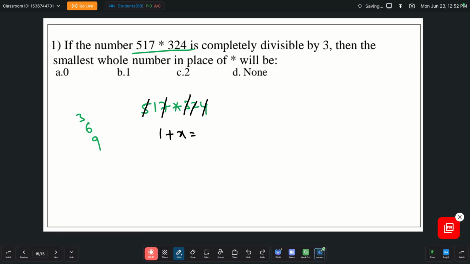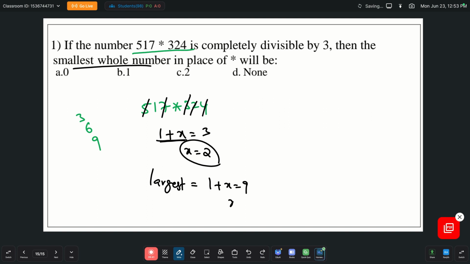We are following the divisibility rule for 3. 3 ones are 3, so whatever value we are having, it is less than 3. We need to find the smallest number only, so that will be where x equal to 2. If I want to find the largest number, 3 threes are 9, so 1 plus x equal to 9, where x equal to 8. Smallest number equal to 2, largest number equal to 8.